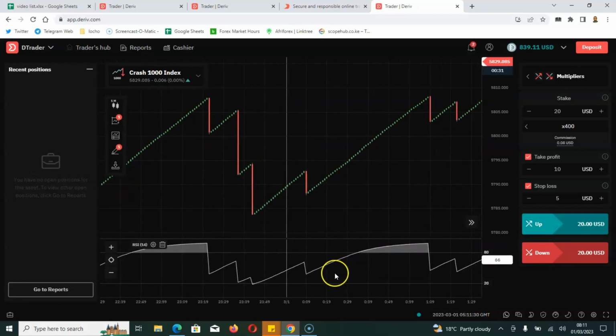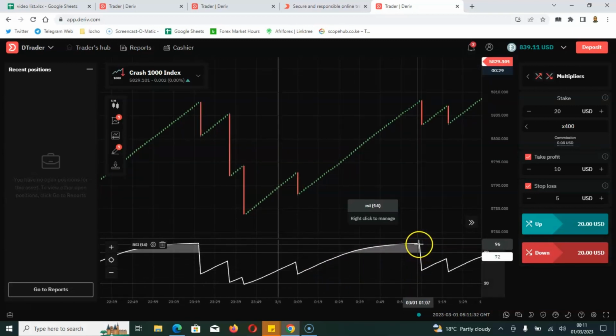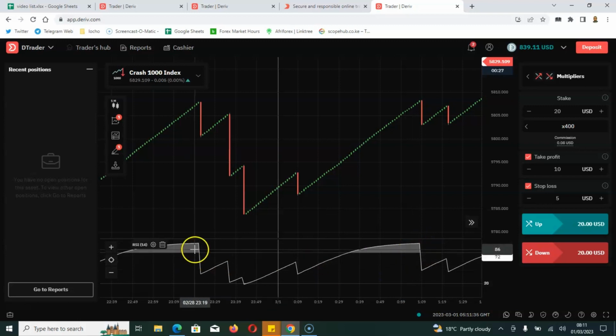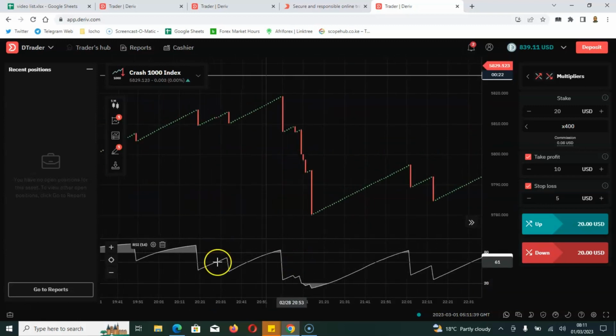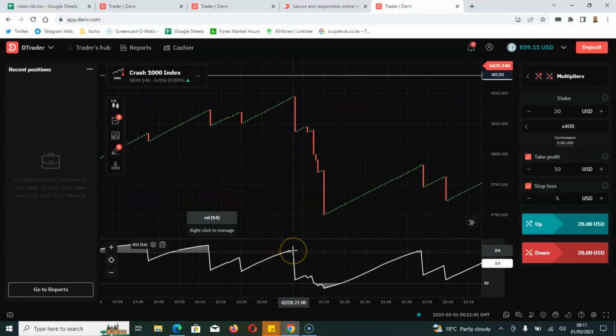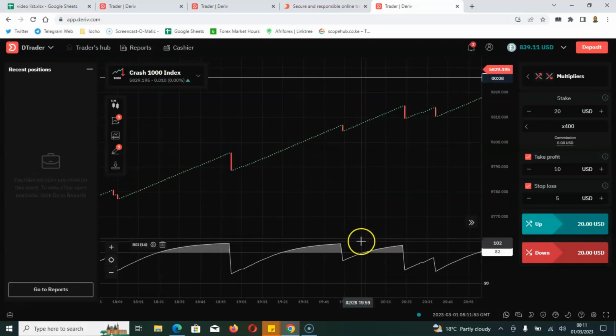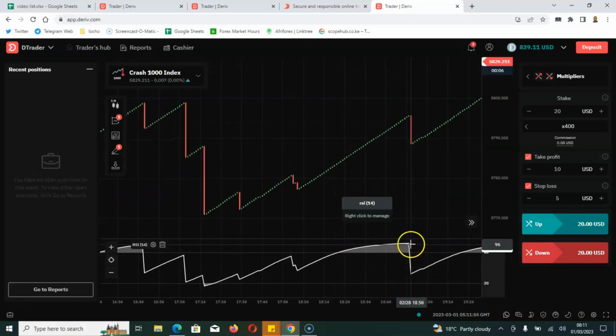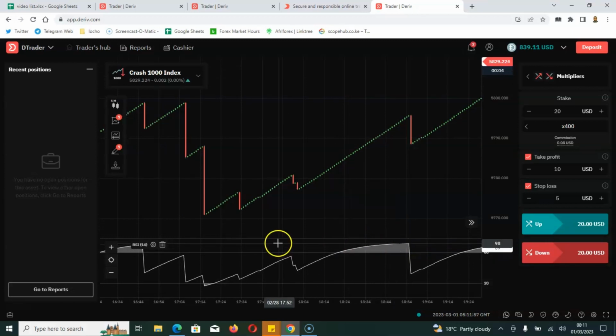This one is 99. This one is 98. Okay, this one, it didn't last long. This is 84, and you've said it should peak at 85. This one is 93. This one is 98.